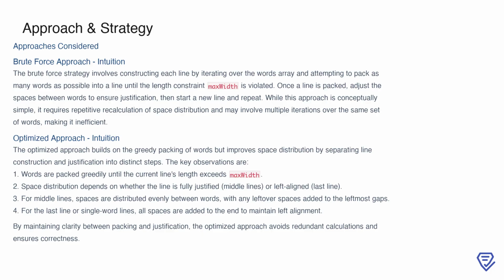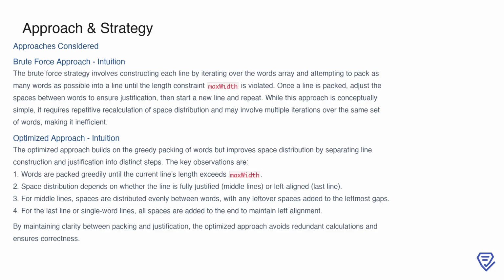While this method is simple and easy to understand, it is inefficient because we end up recalculating space distribution repeatedly, and we may need to iterate over the same set of words multiple times. Now, in contrast, the optimized approach introduces a more structured way to handle the problem. It separates the process into 2 distinct steps, line construction and space justification. The key is to pack words greedily into a line until the line length exceeds max width.